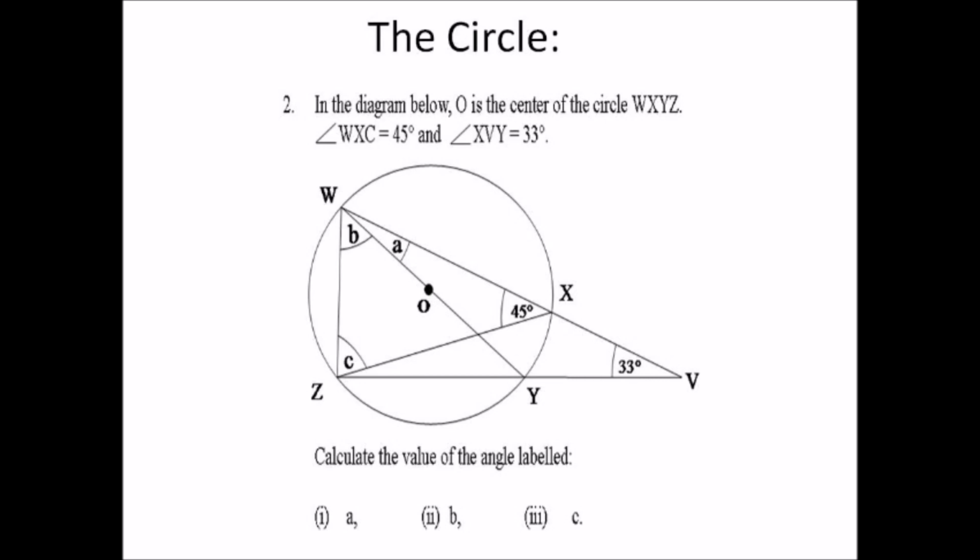O is the center of the circle W, X, Y, Z. Angle WXC is 45 degrees and angle XVY is 33 degrees. Calculate the value of the angle labeled A and then B and then C. Again, don't be afraid when you see something like this. There's a whole lot of drawings and two numbers, but use those numbers to help you.